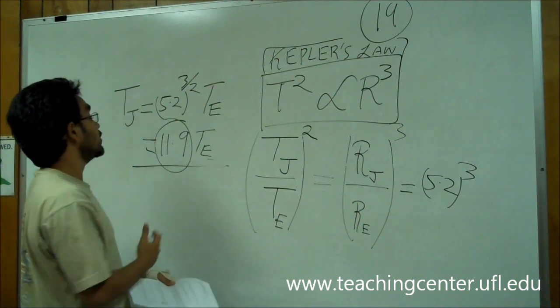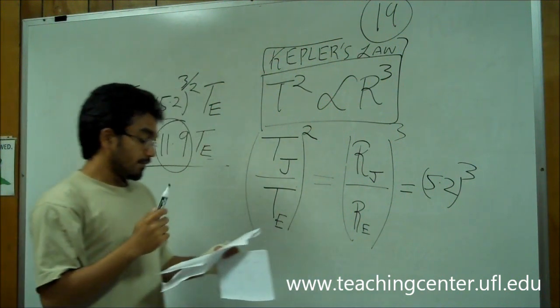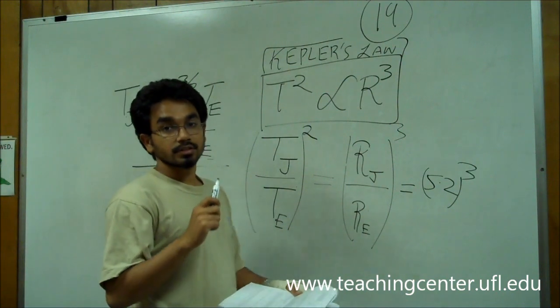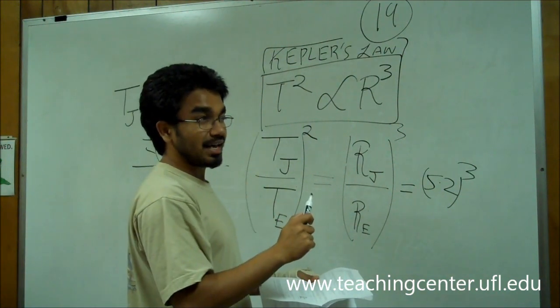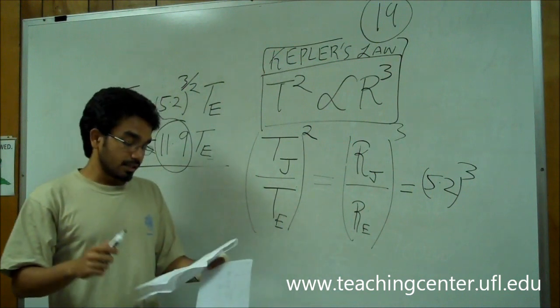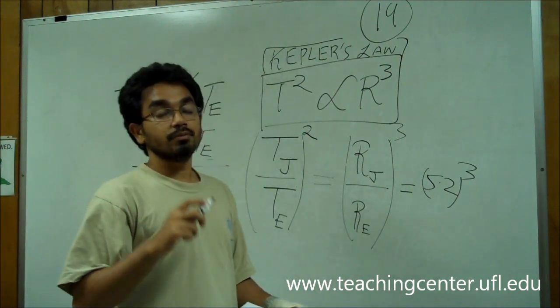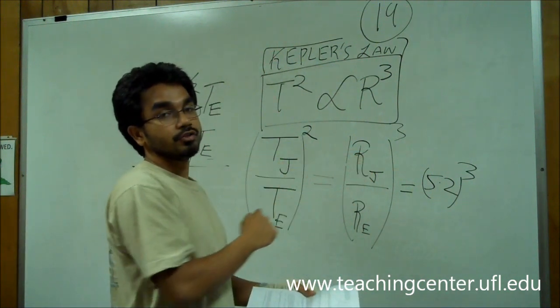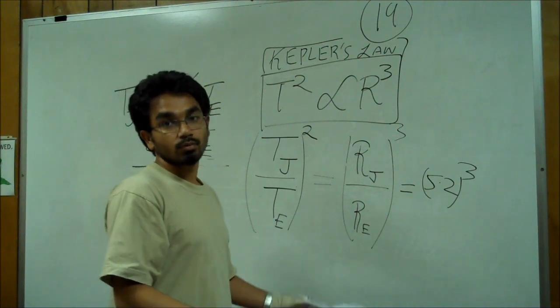So, which shows that for every 11.9 years that the Earth goes around the Sun, which just basically shows that the Jupiter takes 11.9 years to complete one whole revolution around the Sun, while the Earth obviously takes 1 year.